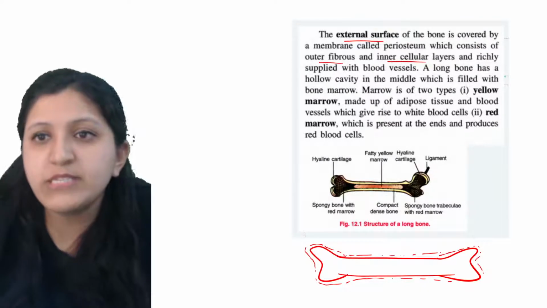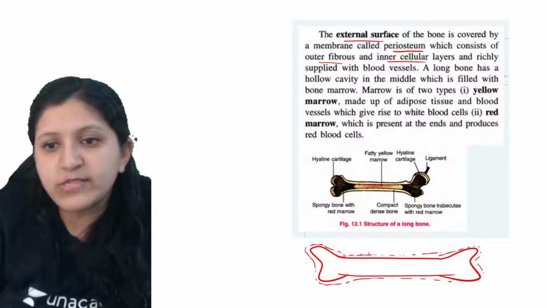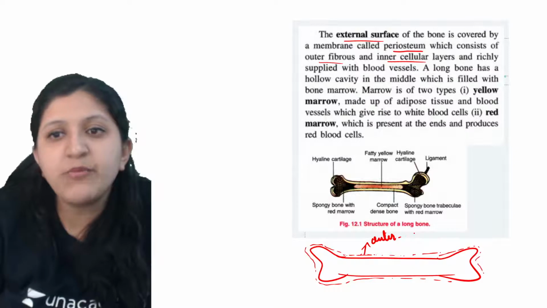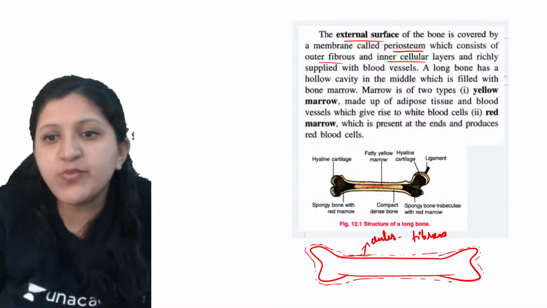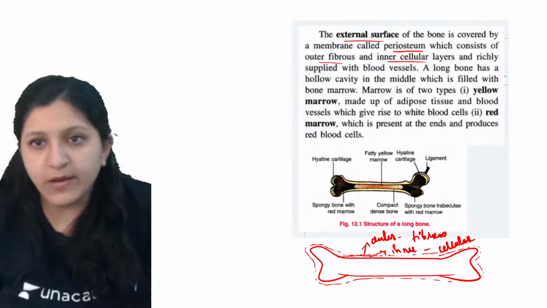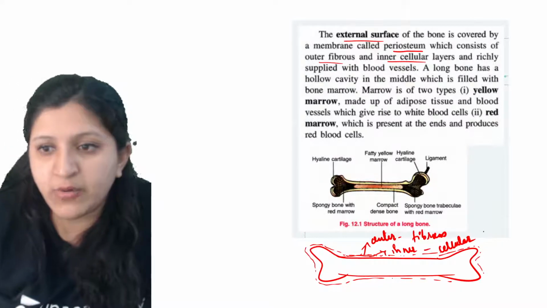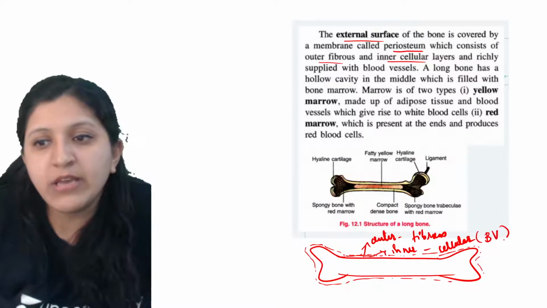So with respect to the periosteum, there is an outer part, which is somewhat fibrous in nature. And there is one more layer, the inner layer, which is actually cellular. This cellular layer is richly supplied with blood vessels.